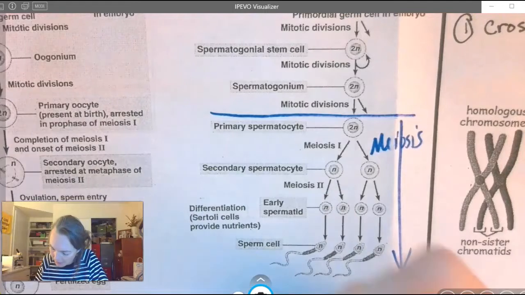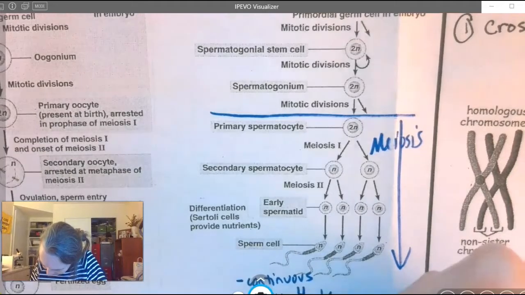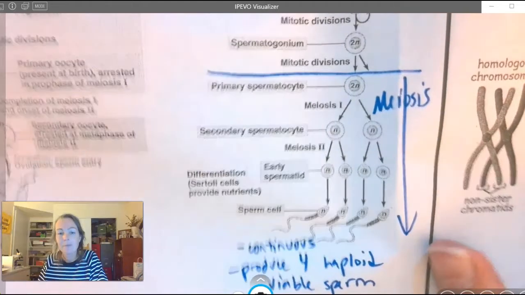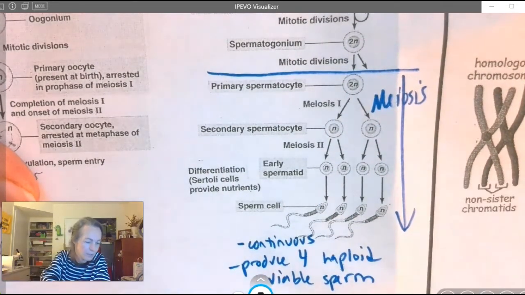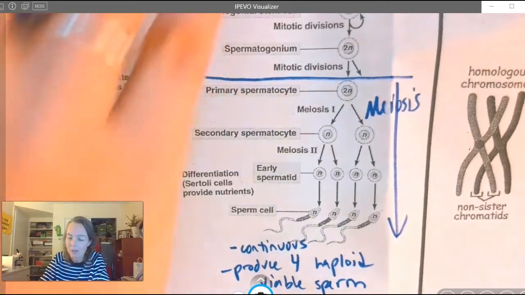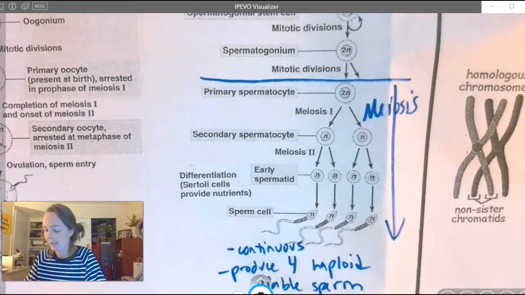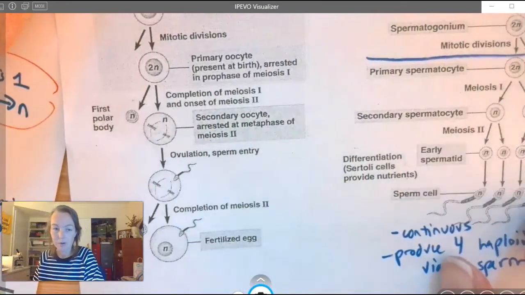So it's spermatogenesis, it's continuous, and you produce 4 haploid viable sperm. Right? So spermatogenesis is what I would think of as classic meiosis. Oogenesis is also meiosis. However, there are some exceptions to the continuity of it and how many egg cells are actually produced. So let's look at oogenesis.